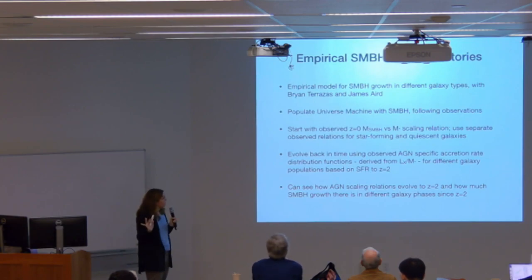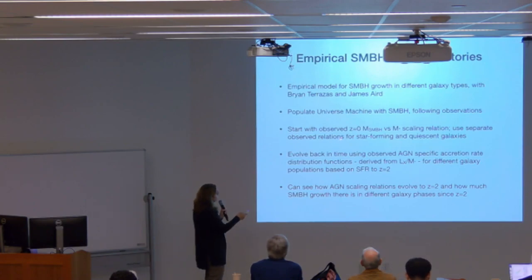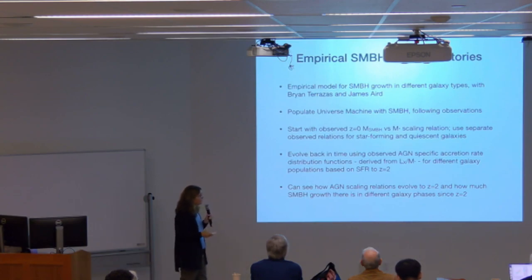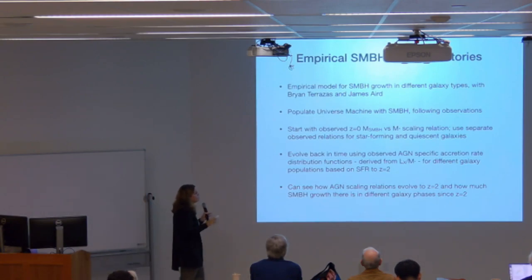So we take the universe machine and we populate it with supermassive black holes following observations. We start with the observed redshift 0 black hole mass stellar mass scaling relation. That's from observations from dynamical black hole masses, and we use separate observed relations for star-forming and quiescent galaxies. I'll show you the plots in a sec. I'm just talking through the methodology here.